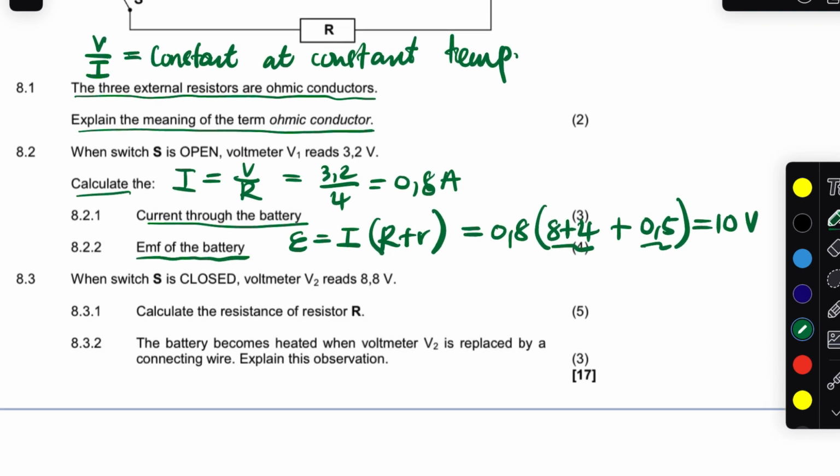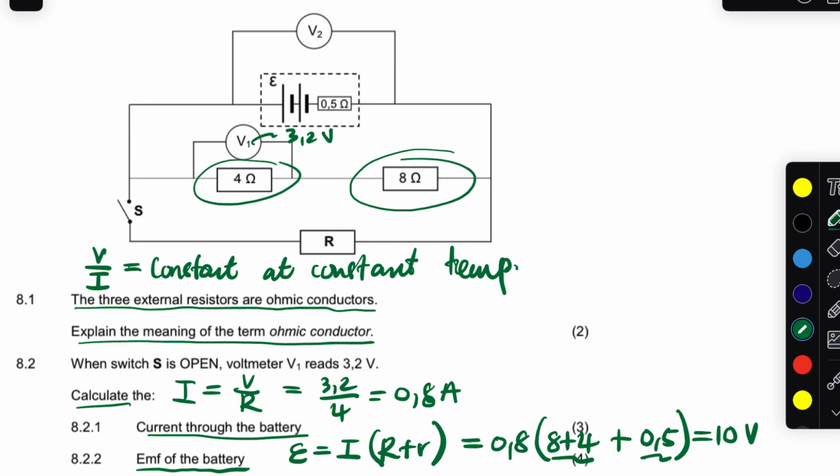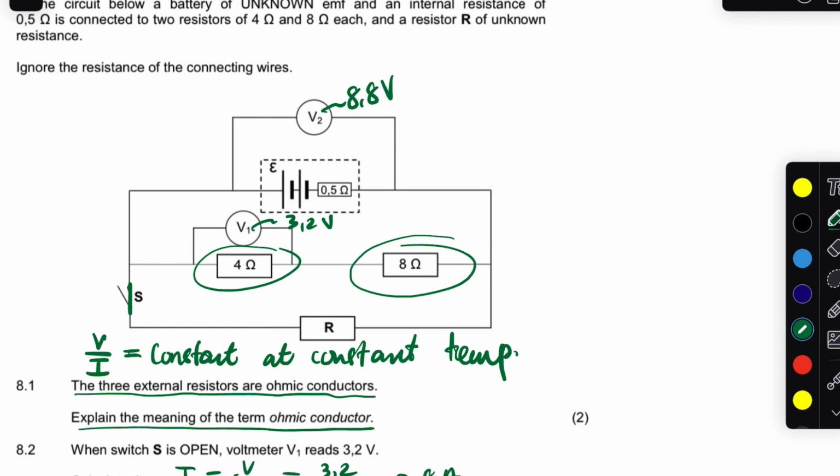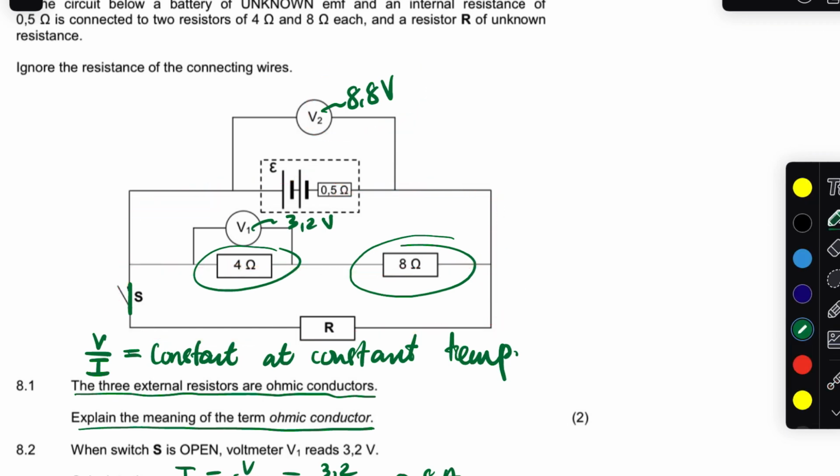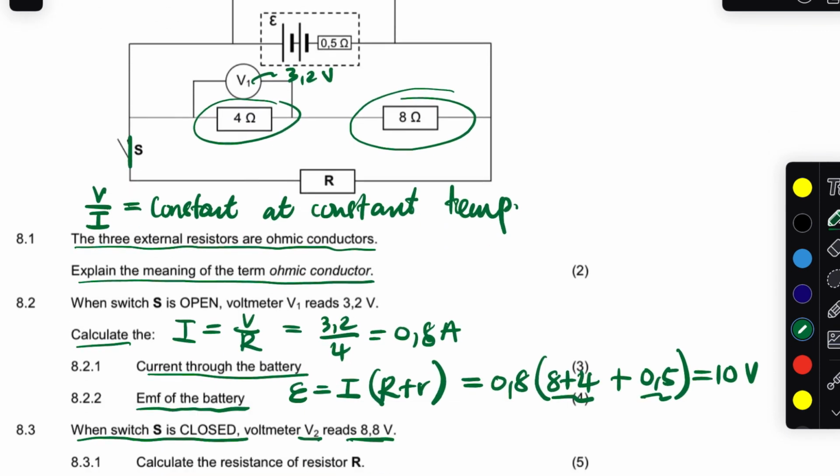Now in 8.3, it says the switch S is closed. The V2 reading reads 8.8. When this switch is closed, the V2 reading reads 8.8. So what does this 8.8 mean? Since there's a current moving here and the other is going there, and then they combine there, this 8.8 is the V external, the V load, in other words.